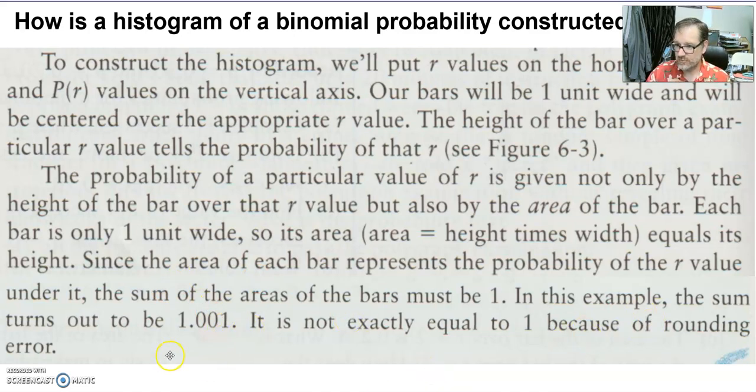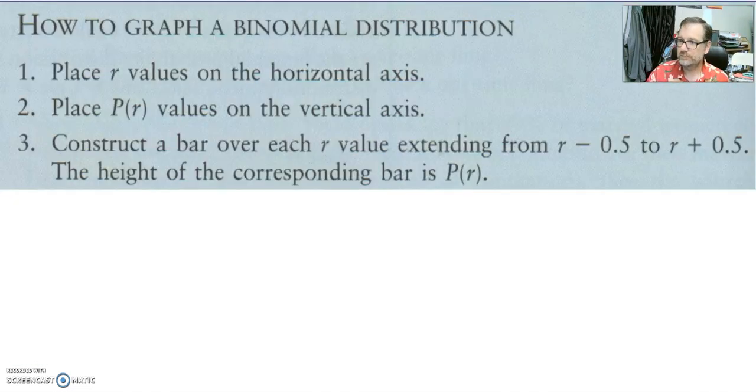We're going to see this in class when we start to work. Sometimes the heights of the different probabilities add up to 1.001 because of rounding. This is why I don't like to round as I work. I like to round at the very end.